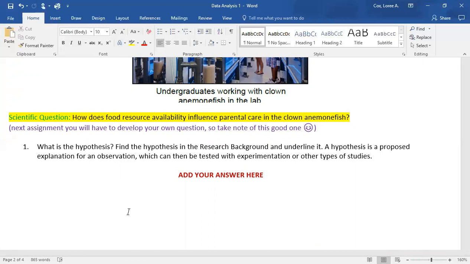Okay, so to make a hypothesis, you could have said, I think food availability will increase parental care. Or, food availability will decrease parental care because they have a lack of energetic resources. So it's some sort of a proposed explanation for what you think is going to happen. How do you think that food resource availability will influence their care?